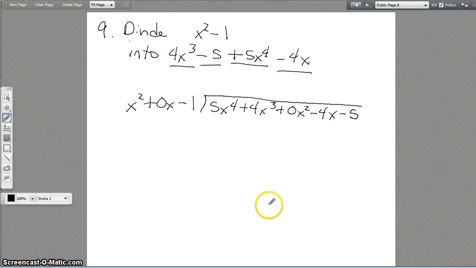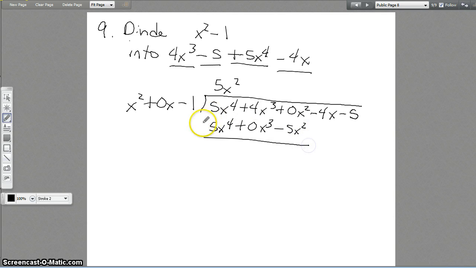So now we can start actually doing our division. x squared times what is 5x to the fourth? Well, we will need 5x squared, because 5x squared times x squared is 5x to the fourth. Now, when we multiply that by our x term, we get plus 0x cubed, because 5 times 0 is still going to be 0. Now we multiply this by our negative 1. 5x squared times negative 1 is negative 5x squared. We draw our line. We flip all of our signs.